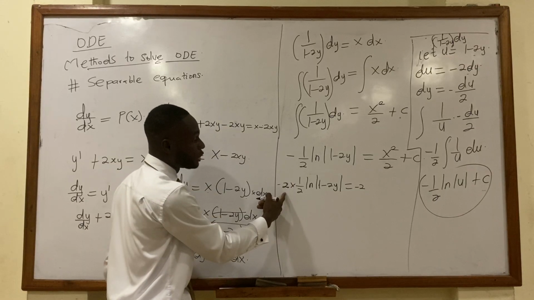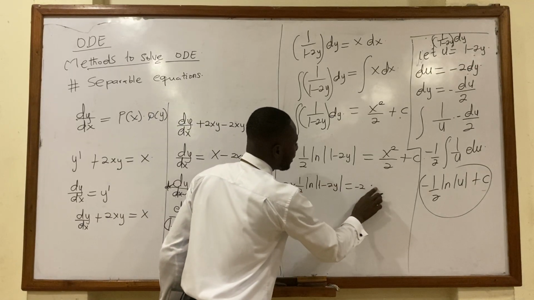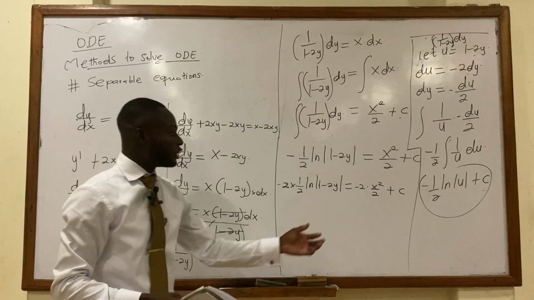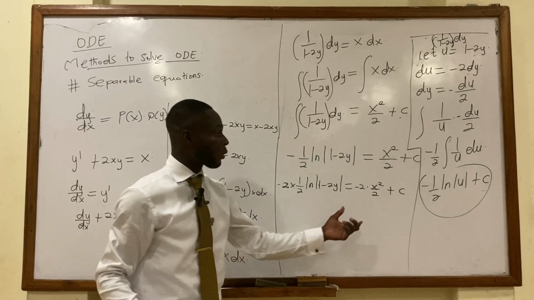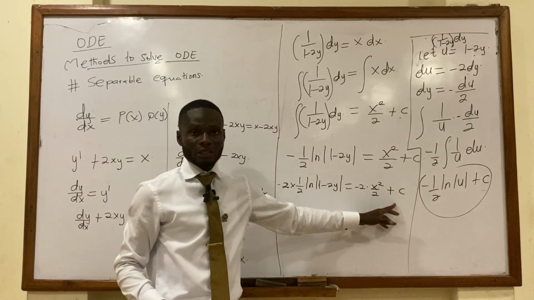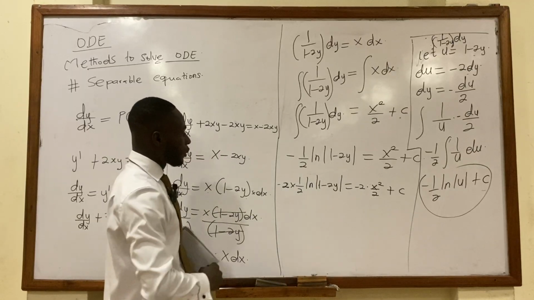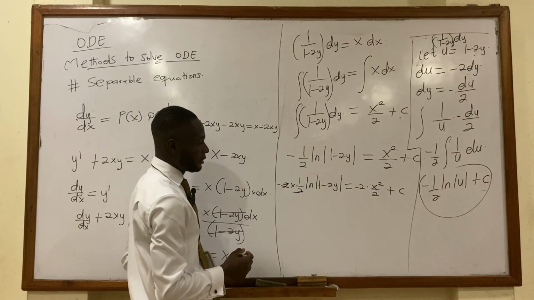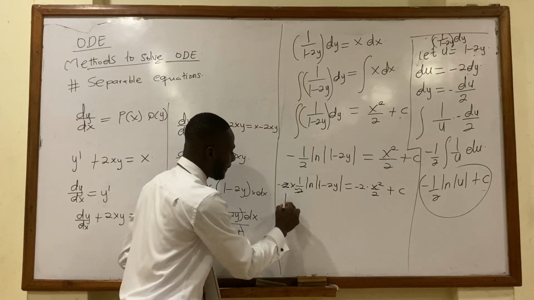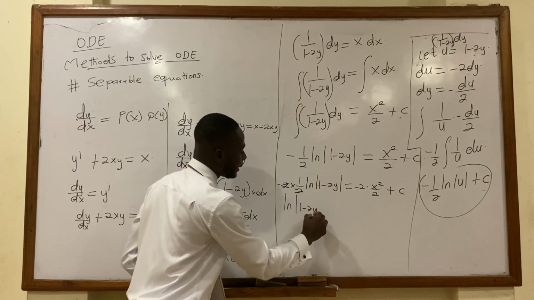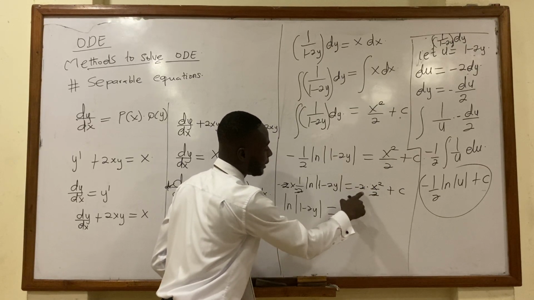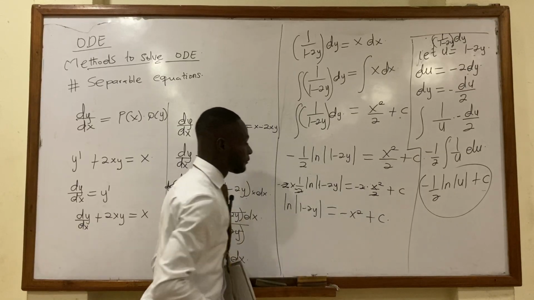You are multiplying through by minus 2, so minus 2 times x squared over 2 plus c. Don't forget that whatever you do doesn't affect your constant. That is a constant of integration. So whatever you do with your functions doesn't affect the constant. So this will take off this, and because we have minus here, it's going to be basically ln of 1 minus 2y is equal to minus x squared plus c.